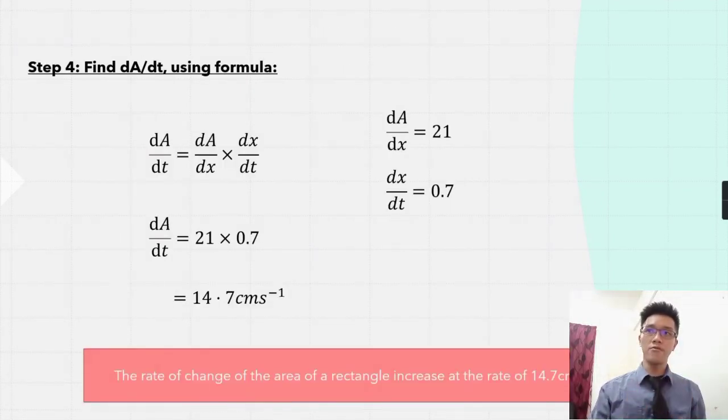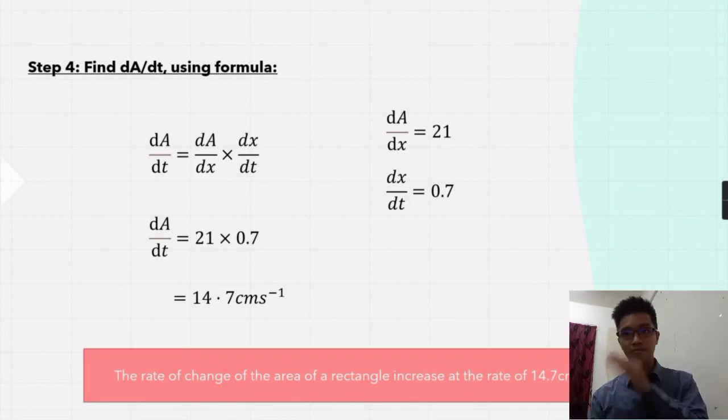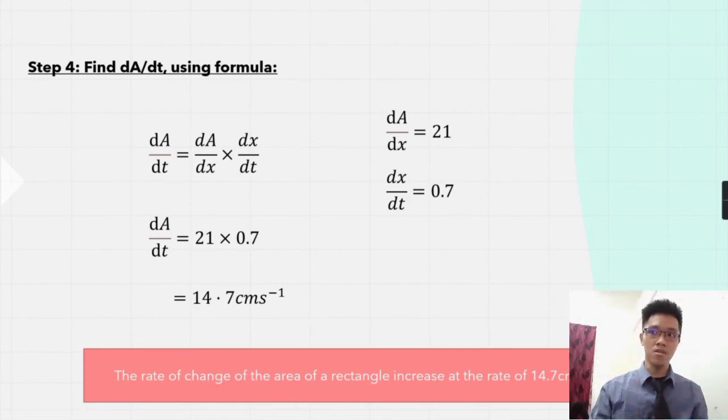Step number 4, find dA over dt. Using the formula I stated just now, all you need to do is substitute dA over dx equals 21 and dx over dt equals 0.7. Then 21 multiplied by 0.7 equals 14.7 cm per second. So finally, the answer is that the area of the rectangle is increasing at the rate of 14.7 cm per second. So that's all from me.